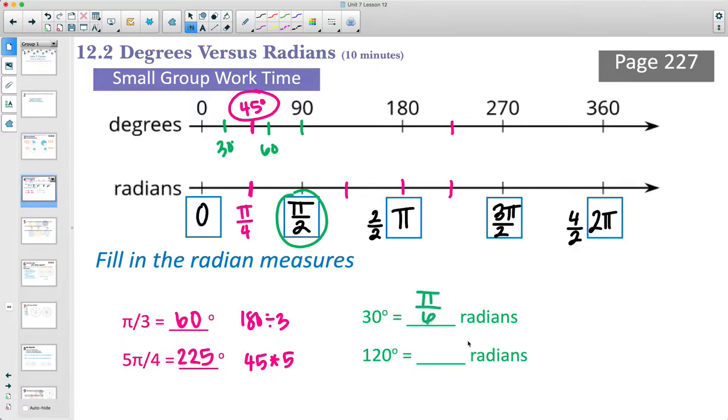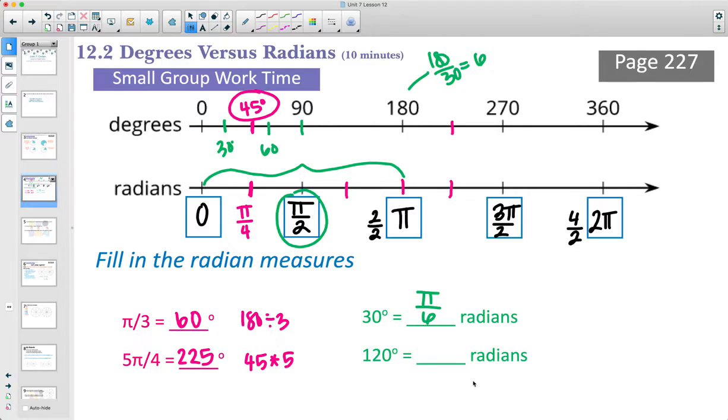You can also think of how many times 30 would fit into 180. Okay, so 30 goes into 180, so by 30, would split the 180 6 times. So it's going to split the pi 6 times. So pi divided by 6.